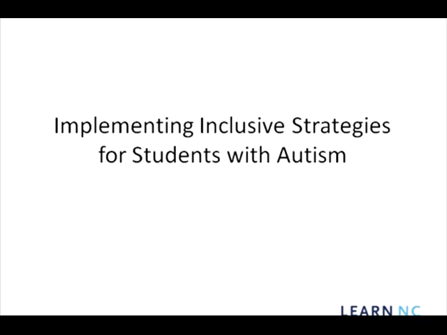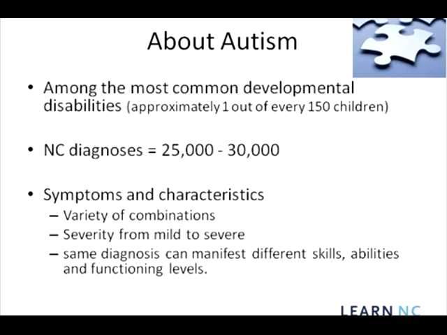As mentioned before, we're discussing implementing inclusive strategies for students with autism. Just some quick notes about autism. Autism is among the most common developmental disabilities, approximately 1 out of every 150 children. It's one of the most common developmental disabilities in the world, affecting approximately 1 out of every 150 children and 1 in 70 boys. It's the second most common developmental disability, even more common than Down syndrome. Between 25,000 and 30,000 individuals in North Carolina have been diagnosed with the disorder.